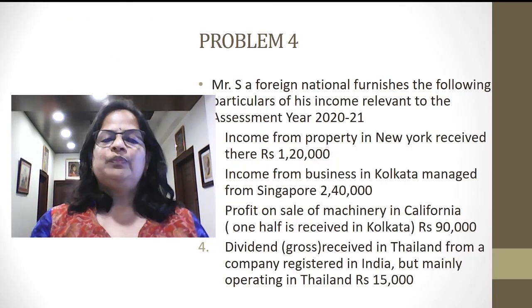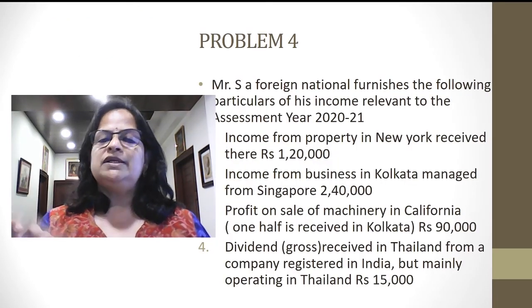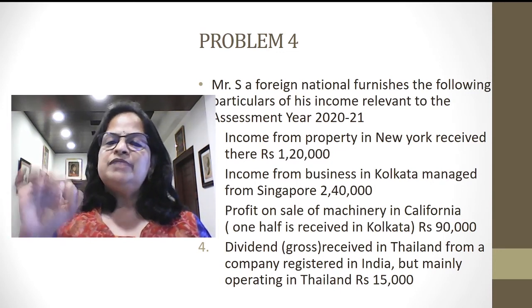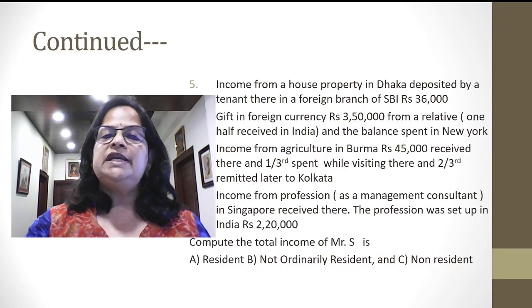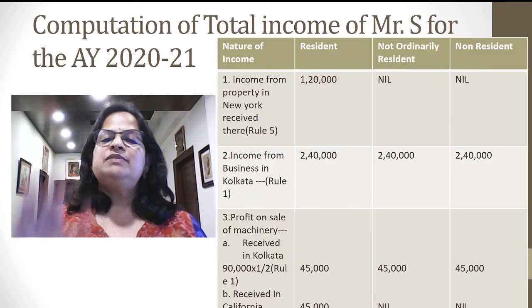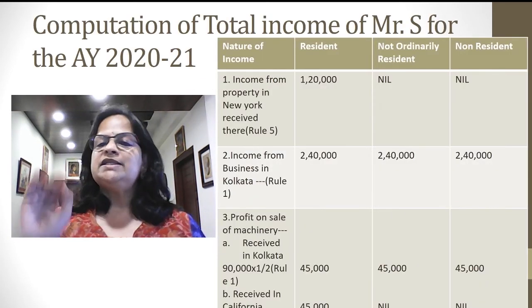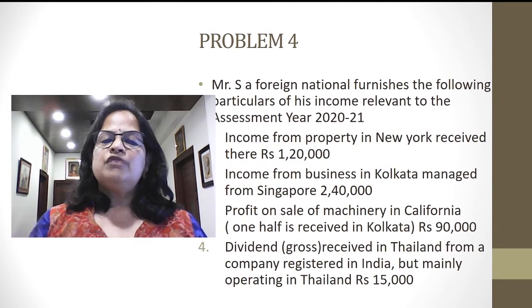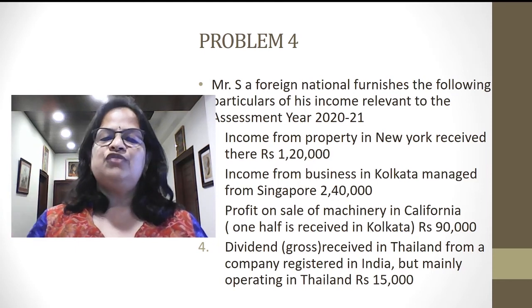Point number 2. Income from business in Kolkata managed from Singapore, 2,40,000. Income from business in Kolkata, it's Indian income. Fully taxable. Rule number 1, in all cases, it will be taxable. Point number 3. Profit on sale of machinery in California.